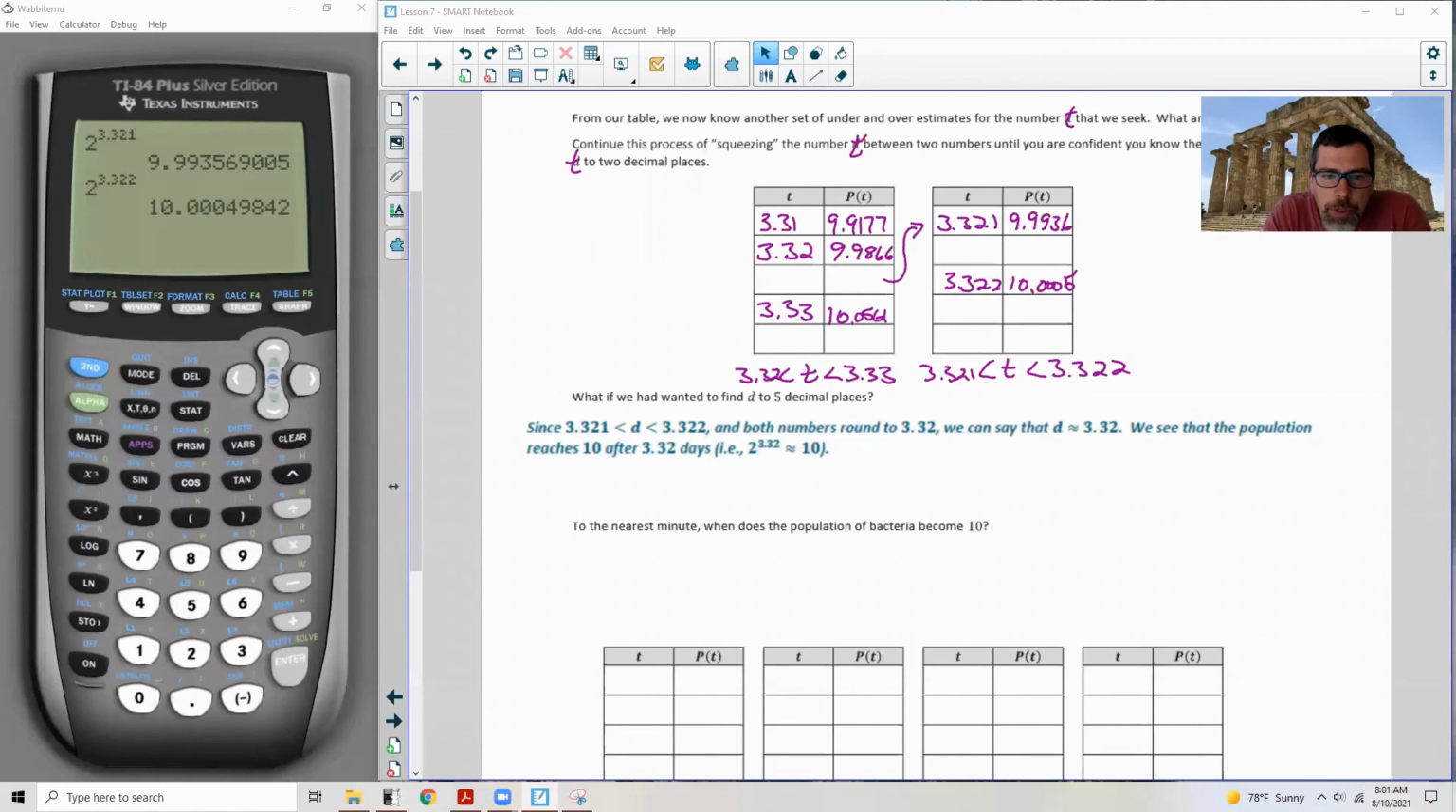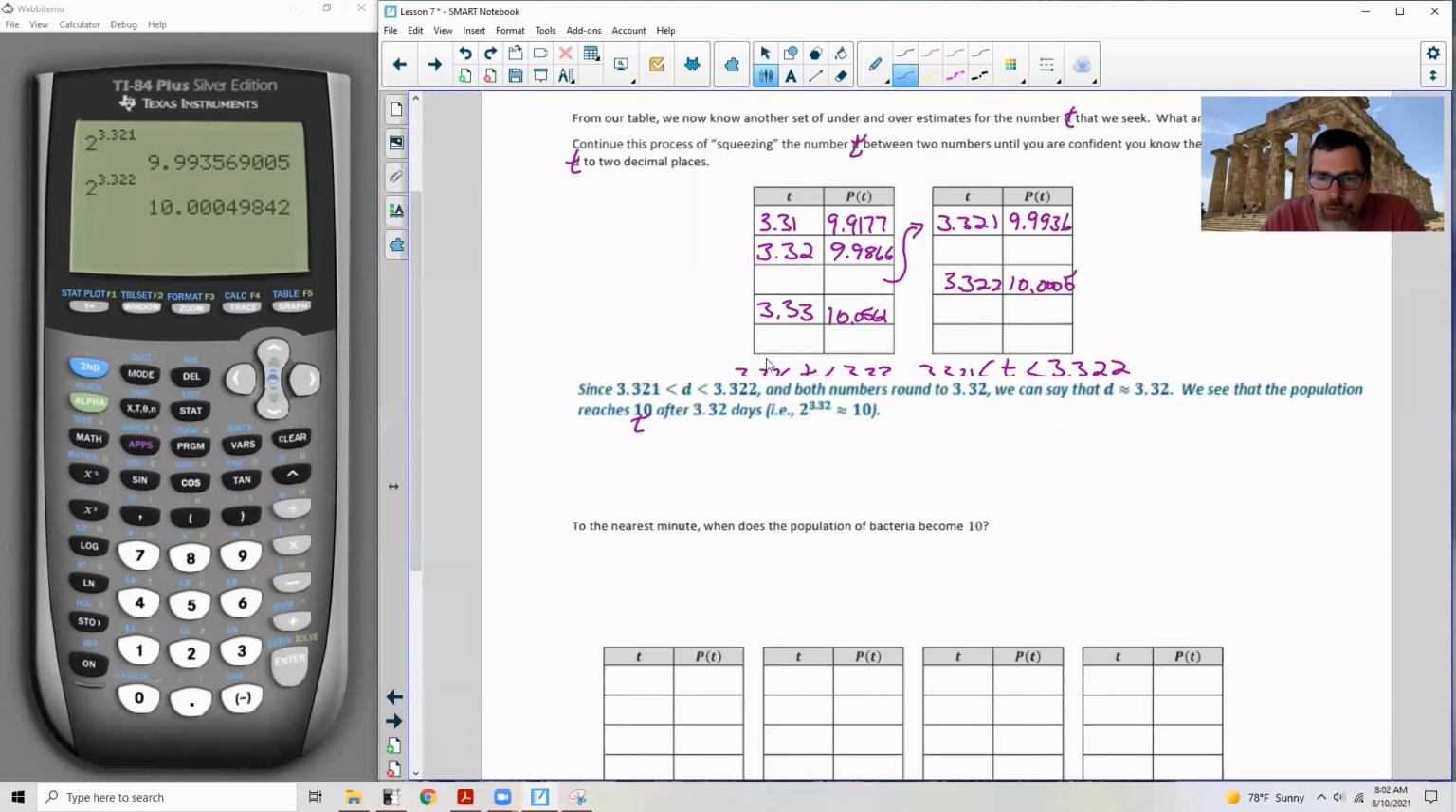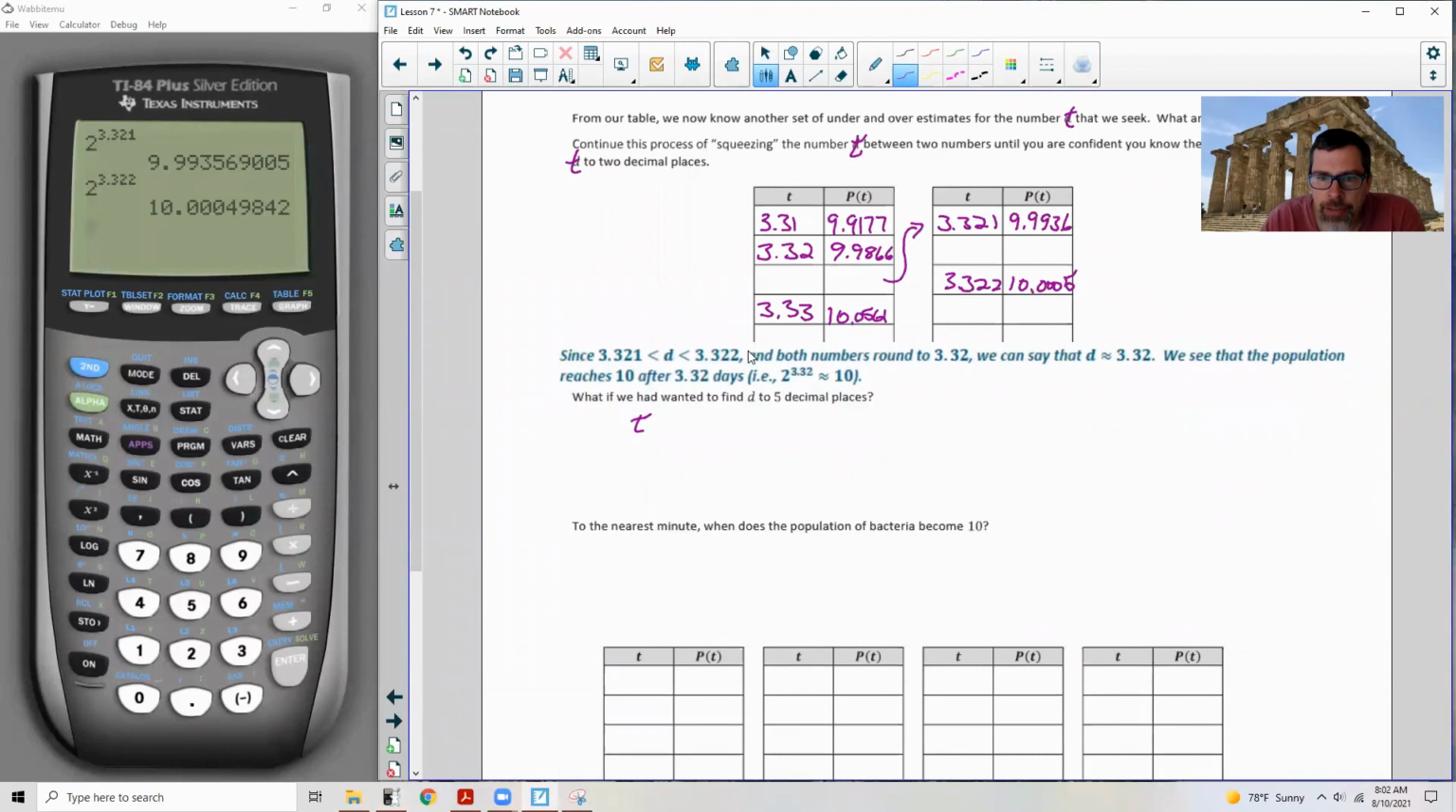Okay, well, since 3.321, and I don't know why they're using d and they have t in here, it's driving me bonkers. Okay, t has to be between 3.321 and 3.322, and both numbers round to 3.32. So we can say that t is approximately 3.32. We see that the population reaches 10 after 3.32 days. Okay, so that's what I would say. I just didn't have room. I'd say this up here.